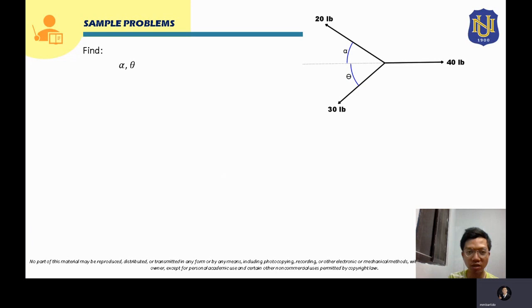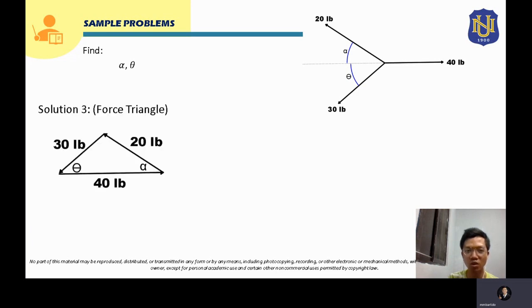Now for solution 3, we will use force triangle here, connecting these three forces. Your 40 pound is directed this way and this is horizontal. Now for the 20-pound force, this is directed this way and this is alpha from the horizontal. And our 30-pound force is directed this way and it is theta from the horizontal. So from this horizontal, this is also theta.